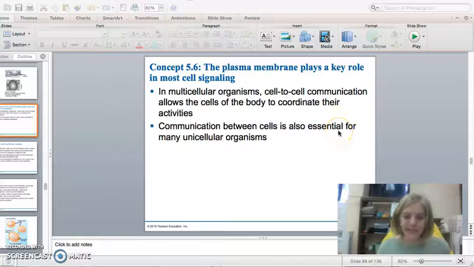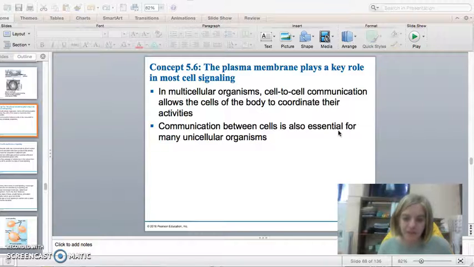Hello. Today we are going to be talking about cell communication and cell signaling. And this takes a jump to section 5.6 in your textbook. So if you look back at the rest of chapter 5, it's all about the cell and the cell membrane and how things are transported in and out of the cell. But this section is specifically talking about how cells communicate with each other.